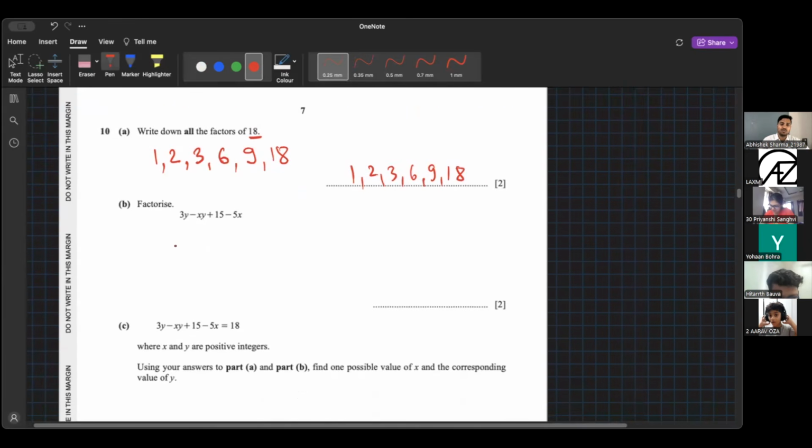Part B, they're telling us to factorize this. So can we take y common and write 3 minus x? Plus, can we take 5 common and write 3 minus x again? So 3 minus x is common and y plus 5. Clear?